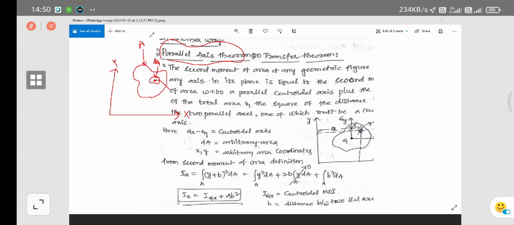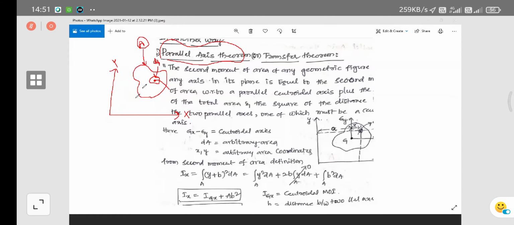What are the limits here? How much total area is there? From 0 to A, if you integrate, 0 to A means whatever the starting value is for this particular lamina, up to the area of that particular lamina. If you integrate between these two limits, you will get the entire moment of inertia for the total lamina. That is our concept here.